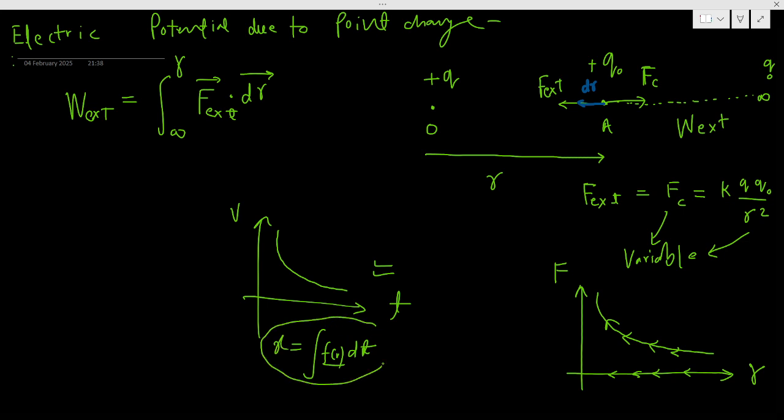This is the situation everywhere in physics. Whenever things are variable, you need to do either integration or differentiation. This is one example I'm giving you. There are a lot of examples, so keep this in mind.